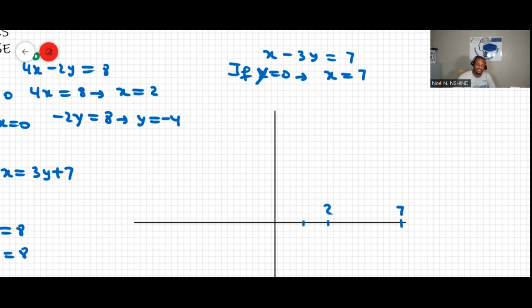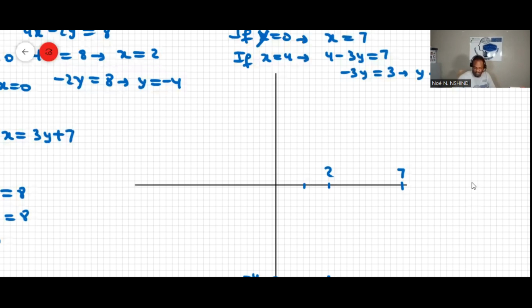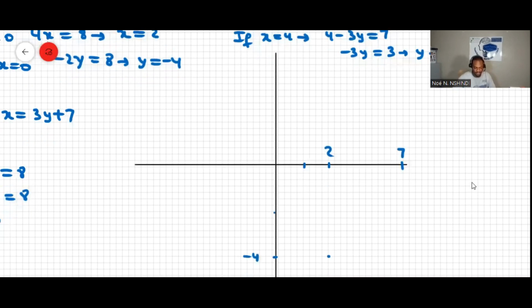Then I'll give x a value of 4, for instance. Yes, I know I say 4, but any value will work. I just don't want to work with fractions. If x is 4, we have 4 minus 3y equals 7. If I move the 4 over, it's going to be negative 3y equal to 3, and then that would make y equal to negative 1. So if negative 4 is there, negative 2 can be there, and then negative 1 can be there. So we have another point there.